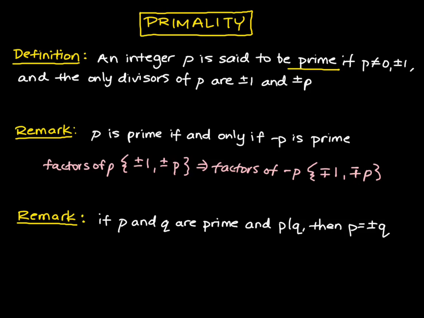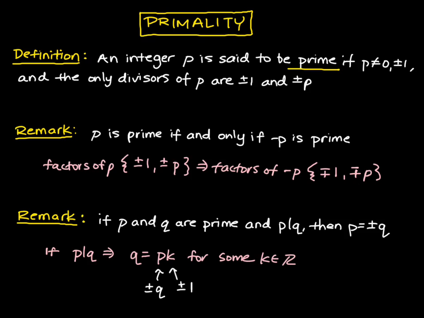We also have this remark that if p and q are prime and p divides q, then p must equal plus or minus q. So if p divides q, then we know that q equals p times k for some k that's an integer. But q is prime, so by definition, its only factors are plus or minus 1 or itself. So if p divides q, then it must be a factor. But that means precisely that p must be plus or minus q. And k then has to be plus or minus 1.